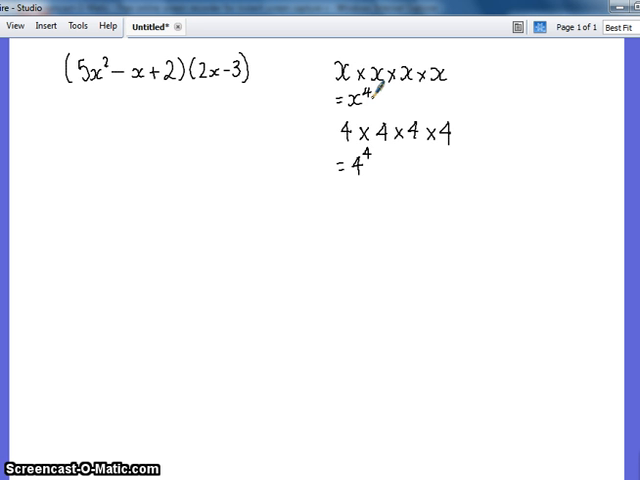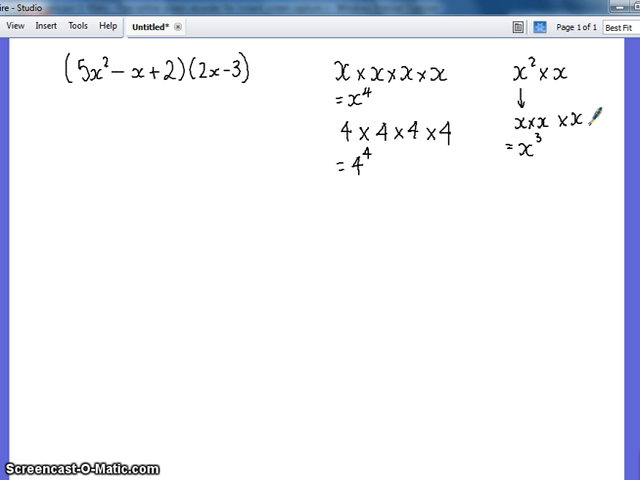So if you had x squared times x, if we expand that out, that's x times x, because it's x squared, it's x times itself. And then we've got to times this by x. Again, you're just multiplying the same thing together, and it can be to the power of however many there are.